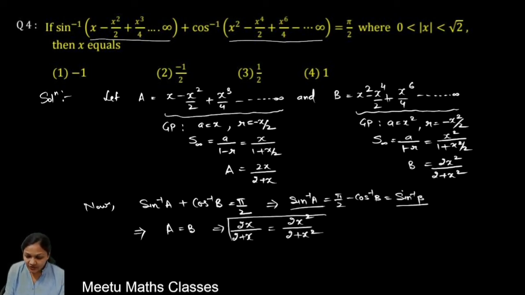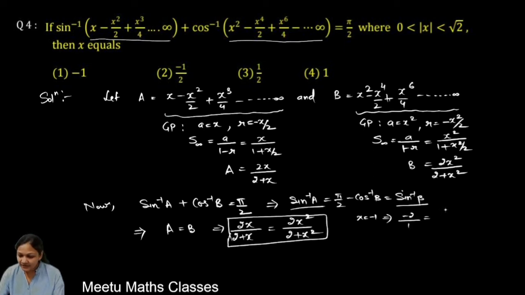So you have reached this identity. Now which value of x satisfies this identity? We are going to check our options. When x is equal to minus 1, the left side will become minus 2 upon 2 minus 1, which is 1, and the right side is 2 upon 3. So this is not equal.